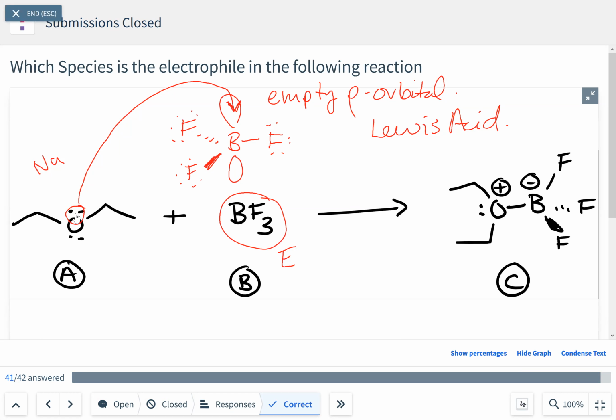So electrons are going into that empty orbital. So we would say that this ether, when it's donating its lone pairs into that empty orbital, would be the nucleophile. The nucleus-loving orbitals, electrons on oxygen. Now let me get rid of the drawing here. Good. All right, let's move on to the next.